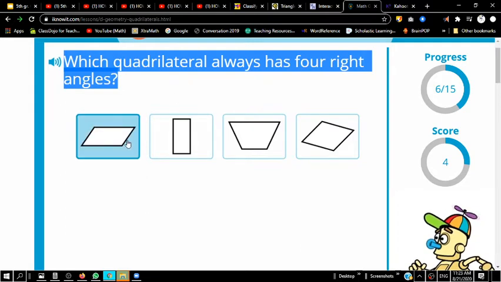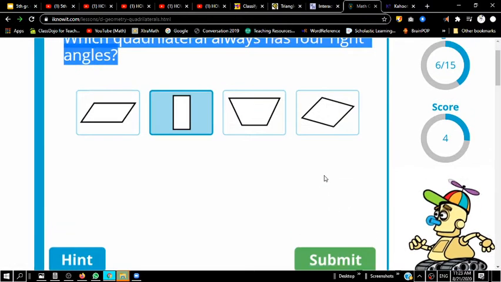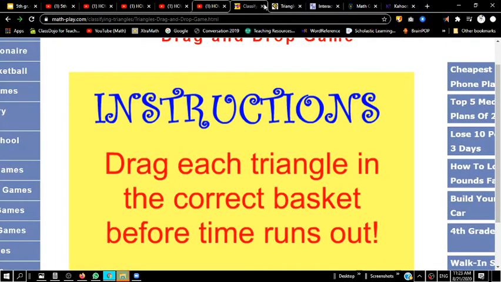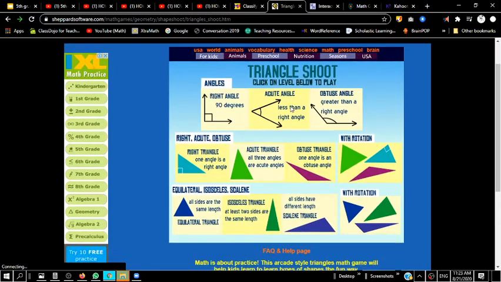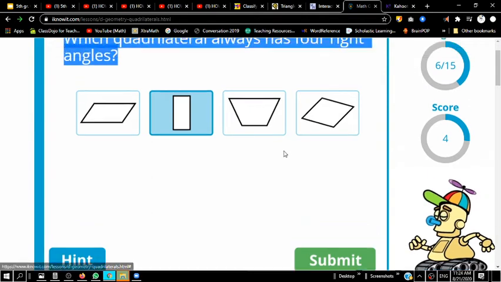Well, this first one doesn't have right angles. Neither does the third one, and neither does the fourth one. So I think it's a rectangle. Let's submit that to see if that's correct. Not sure if my internet's working right now. Okay, we'll come back to that to see if that answer was correct. Really not sure.